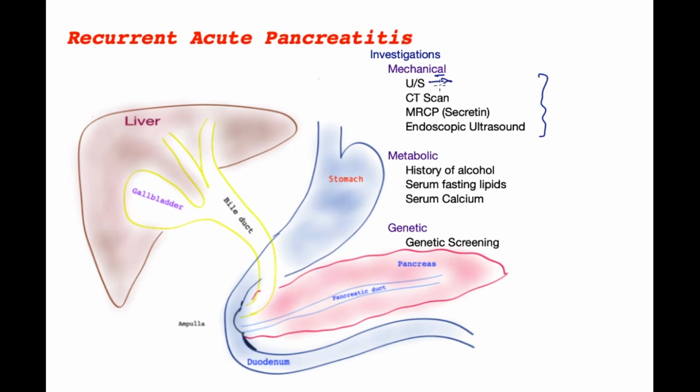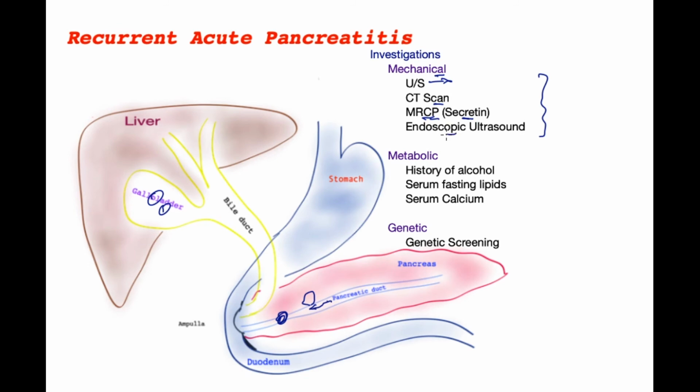Transabdominal ultrasound scan will assess for gallstones. A CT scan will look at the pancreas and assess for mechanical causes such as tumors, IPMN, and other causes. An MRI scan augmented by the use of a hormone secretin, which impacts the pancreatic enzyme passing through the pancreatic duct, is a very useful investigation to assess for anomalies of the pancreatic duct and other genetic variants.